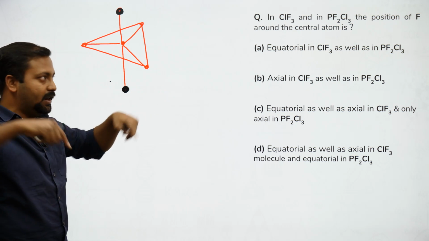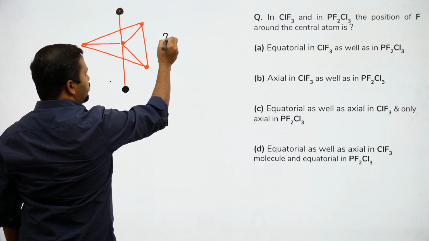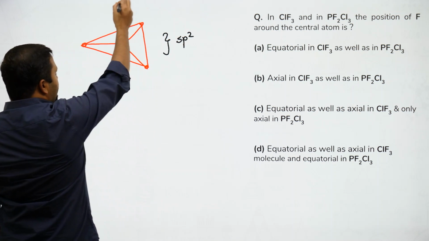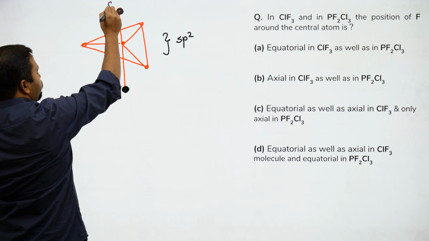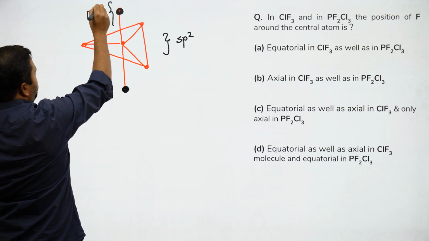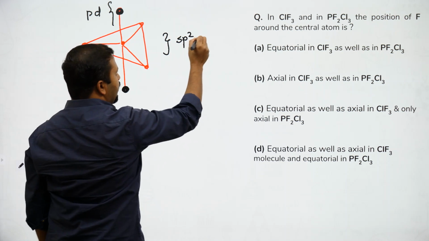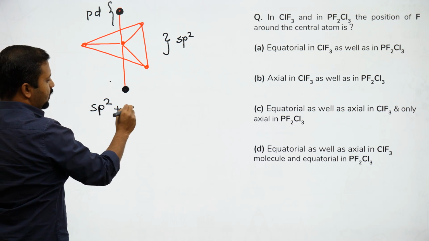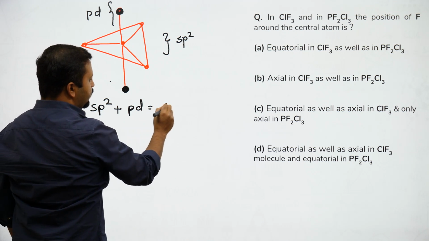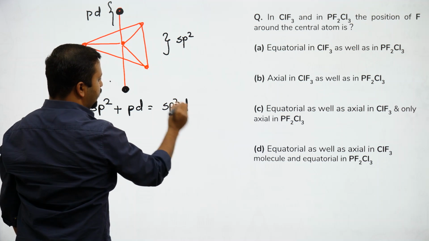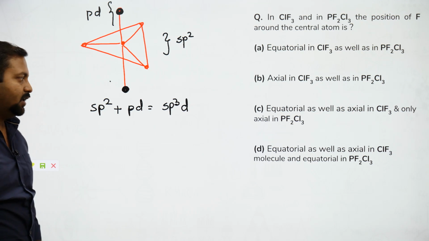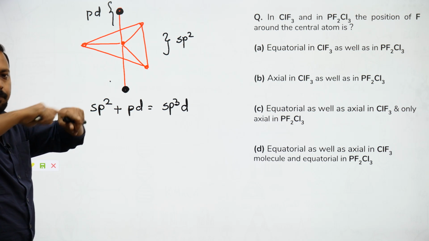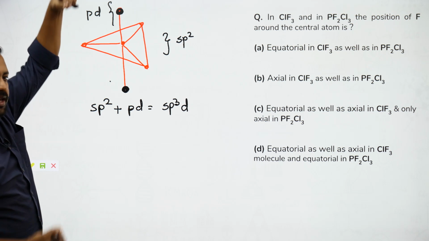Planar, trigonal, planar. So हम इसको बोल देते हैं sp2 and the linear part will be pd. इन सबको मिला के, if you mix sp2 and pd, you will get sp3d. Okay, so sp3d can be broken down into sp2, which is the equatorial planar part, and the linear part will be pd.